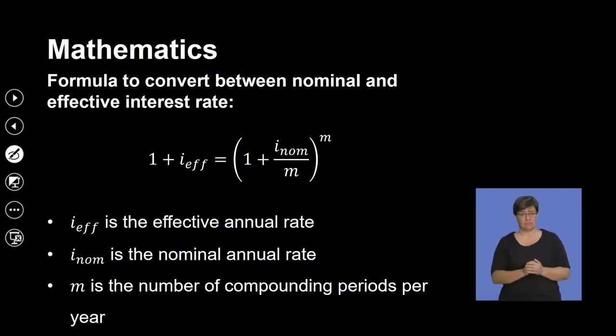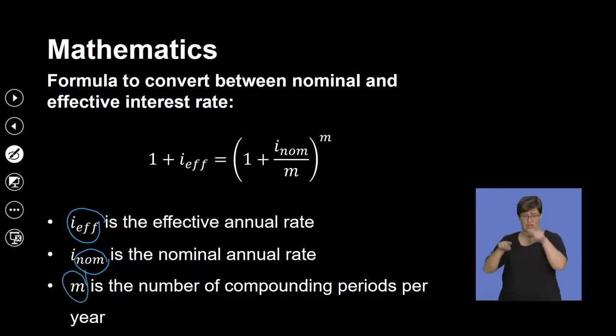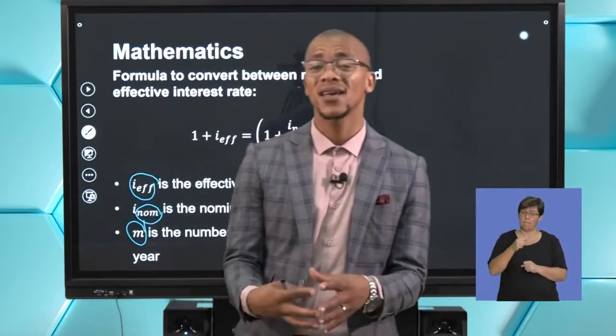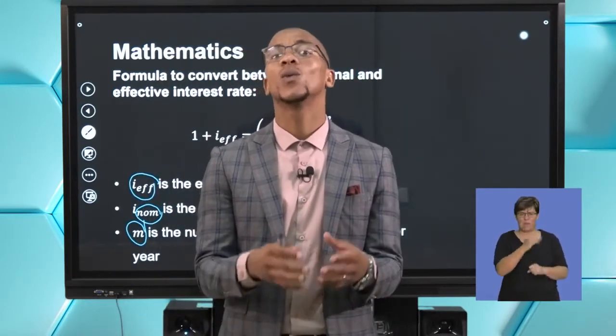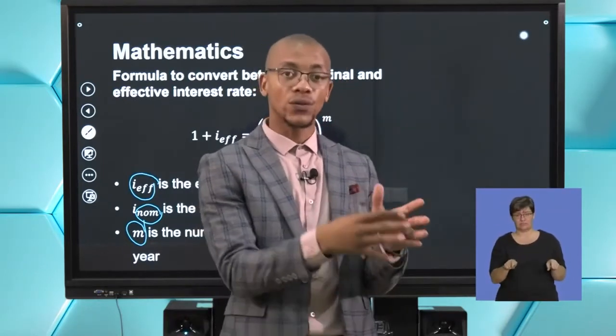Also, there was a conversion between nominal and effective interest rate. So the formula to do that was 1 plus i effective equals 1 plus i nominal divided by m, all to the exponent of m. Where the labels are: i effective, the effective already tells you that that's the effective annual rate, and i nominal means the nominal annual rate, and m is the number of compounding periods per year. Now, compounding periods per year, I said at the end it says per year. What this specifically means is we don't look at nominal and effective interest rate over a longer period of time.